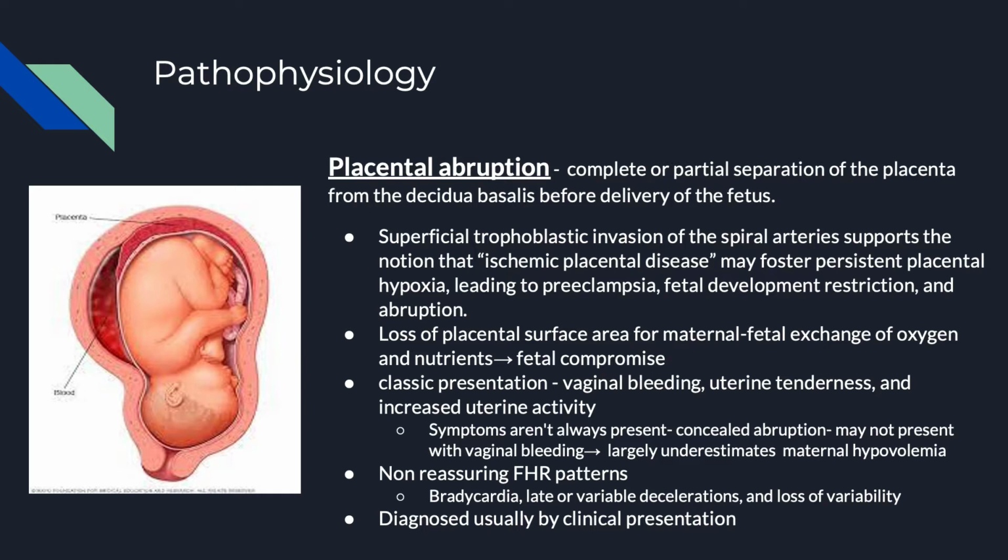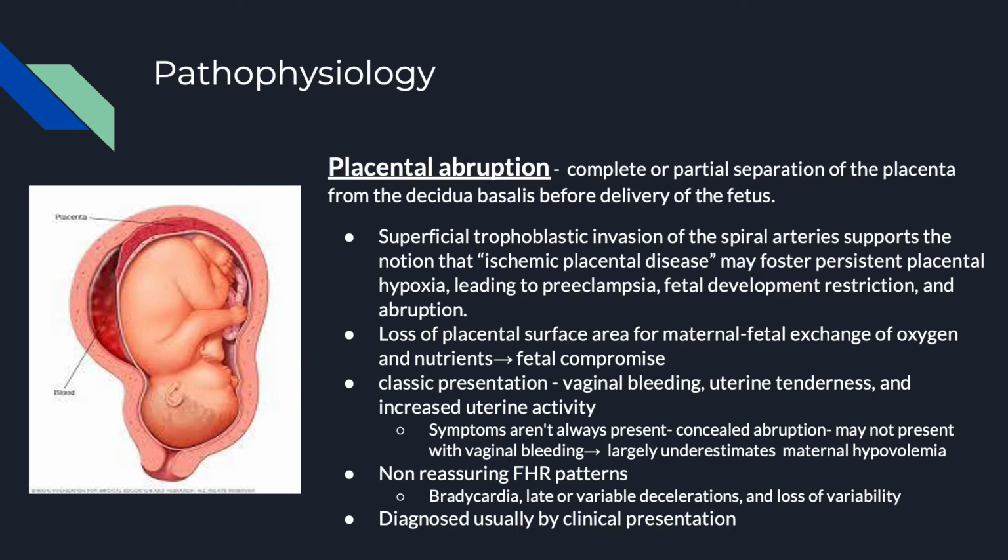There is a theory that superficial trophoblastic invasion of the spiral arteries leads to an ischemic placental disease state, which fosters persistent placental hypoxia leading to preeclampsia, fetal growth restriction, and abruption. The loss of the surface area that facilitates exchange of oxygen and nutrients for the fetus leads to fetal compromise.